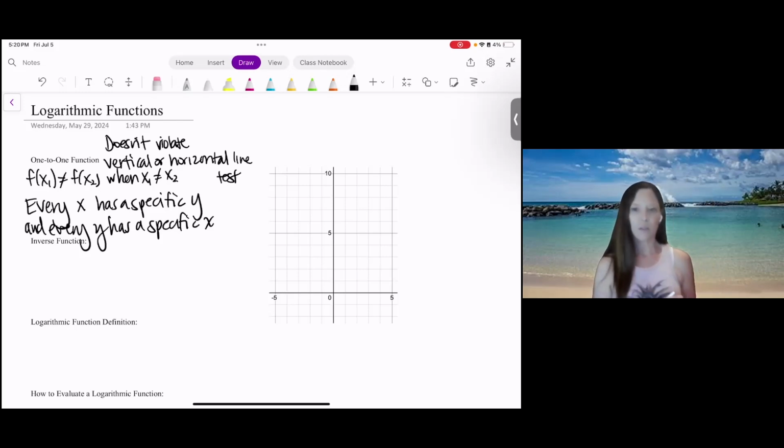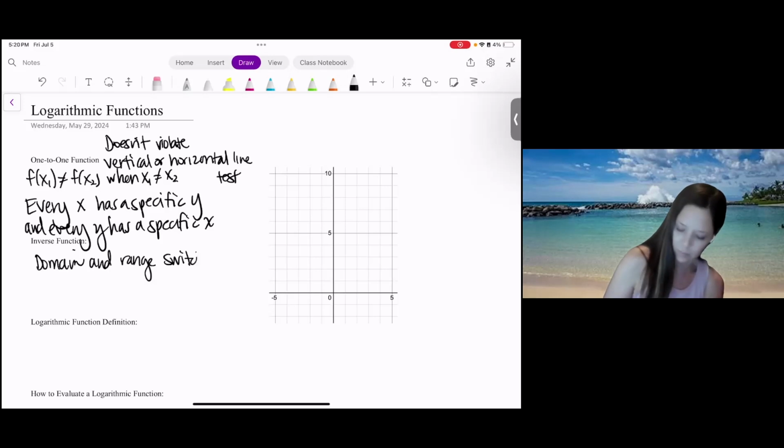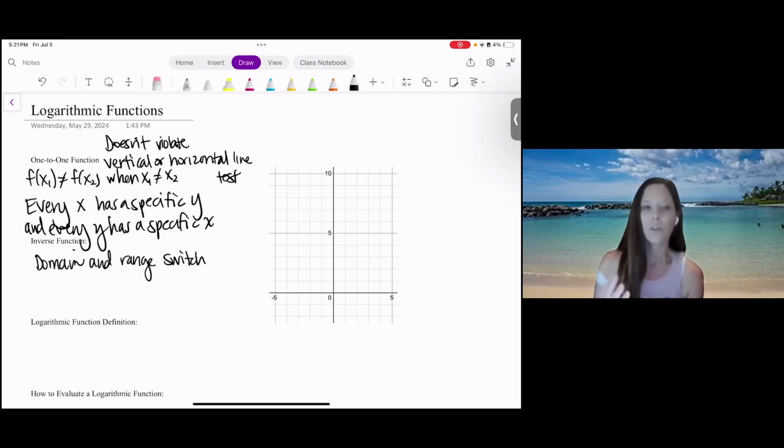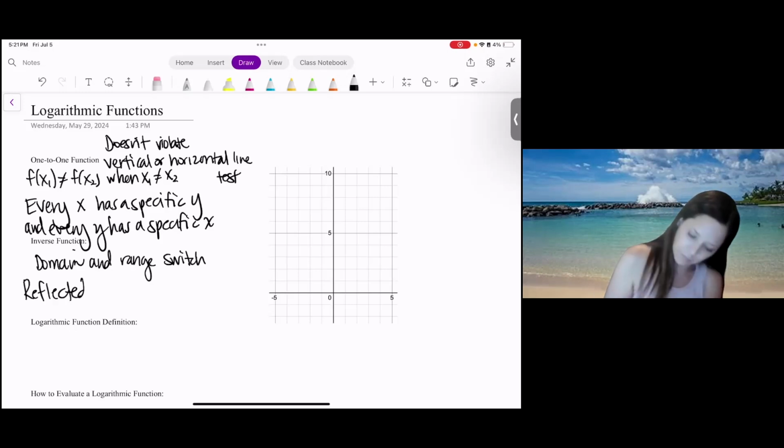We've talked about inverse operations. Multiplication and division undo each other, addition and subtraction undo each other, square root and squaring undo each other. Inverse functions, rather than inverse operations, are functions where the domain and the range switch. You can also, in an inverse function, use the line y equals x. Functions are reflected over the line y equals x.